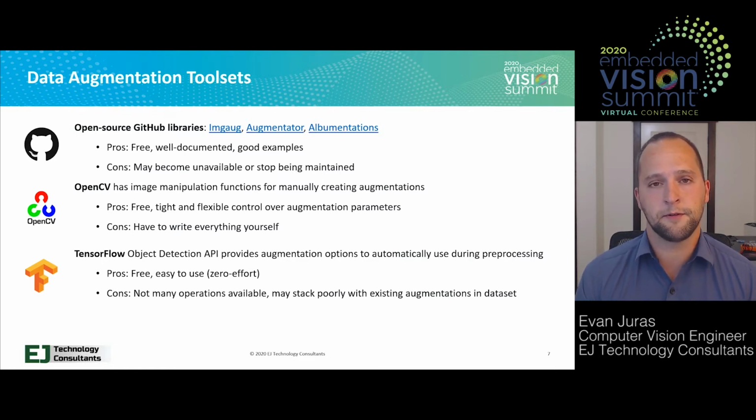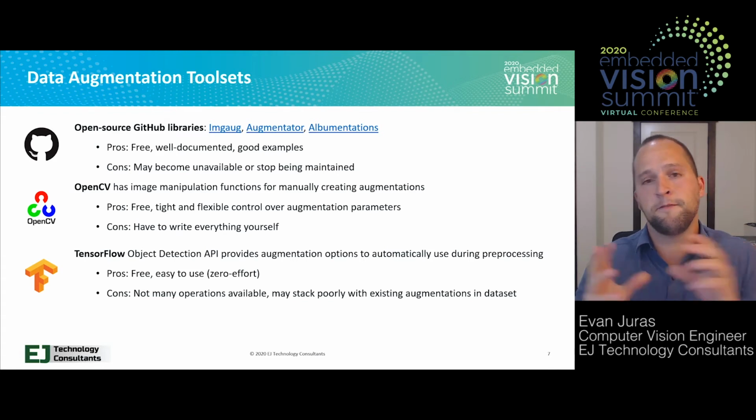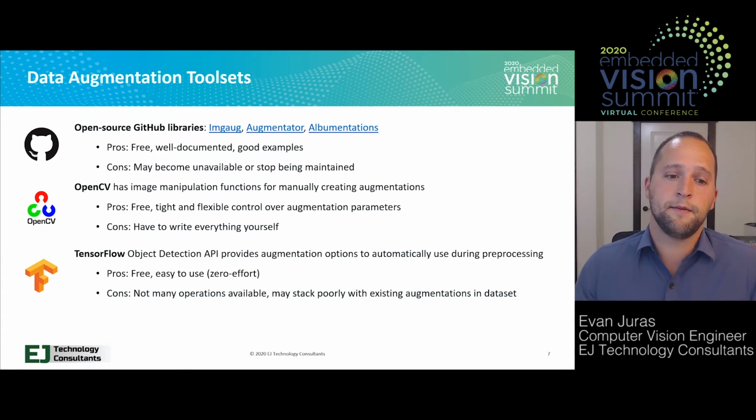TensorFlow, which is Google's open source framework for machine learning, the object detection API provides augmentation options that can automatically be used during pre-processing. So when it's preparing a batch of images for training, it will go to your data set, grab some of the images, and then randomly apply these augmentations to them before feeding it into the training algorithm. The pros of this are, again, it's free and it's very easy to use. Basically zero effort. You just have to open a configuration file, add a couple lines to it that say, I want to crop these images, I want to randomly flip these images, and things like that. And then it'll automatically do it for you.